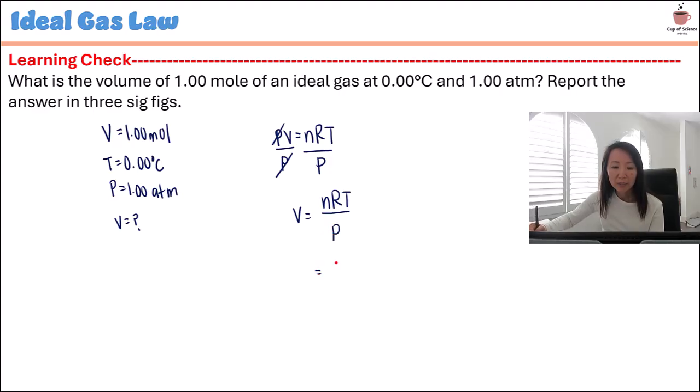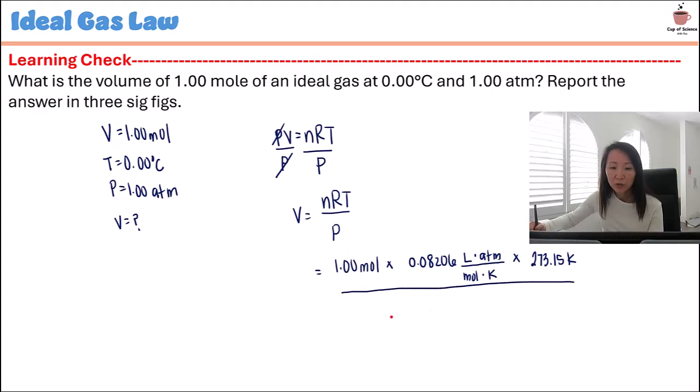The number of moles is 1.00 moles. My R is 0.08206 liters·ATM all over moles·K. And then we have my temperature. The temperature right now is 0 degrees Celsius. 0 degrees Celsius is 273.15 Kelvin. So you needed to convert the Celsius into Kelvin. My pressure is 1.00 atm.